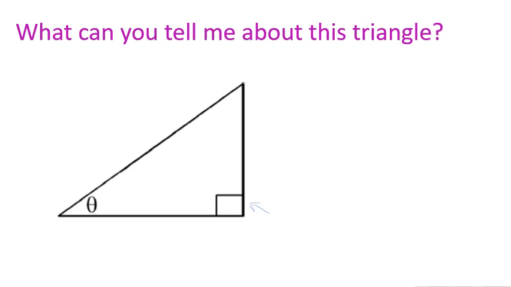This is our right angle. So we've got a right angle triangle. So everything we do with trigonometry, just like Pythagoras that we've just done, is for right angle triangles.